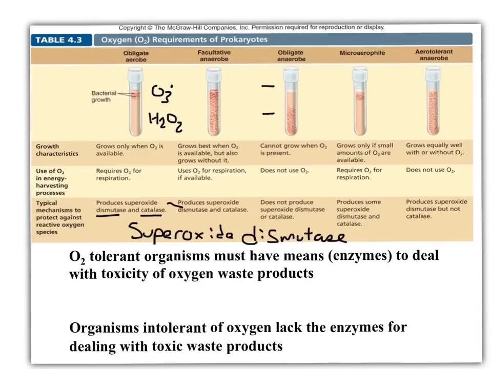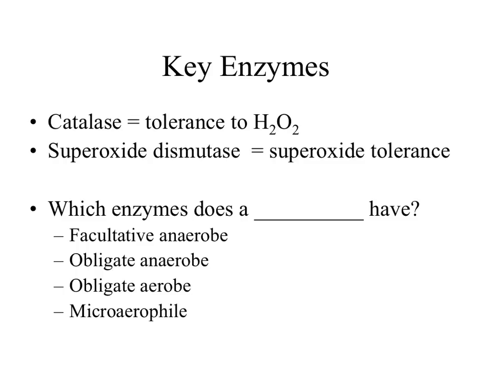All right, so we want to focus then on the presence of these two things, whether or not we can deal with them. So make sure you do know which of these have these enzymes. The obligate aerobe has both, the facultative anaerobe has both, the obligate anaerobe has neither, the microaerophile has some of both, and the aerotolerant has superoxide dismutase but not catalase. So you want to keep track of all of them. Our key enzymes are catalase and superoxide dismutase.